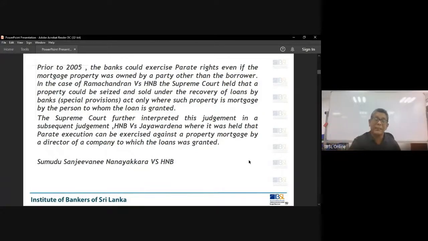But that was in 2005. Before that, banks used parate execution for guarantors' property also. In 2005, the Ramachandran Chellaya versus HNB case basically changed how banks could execute this law.